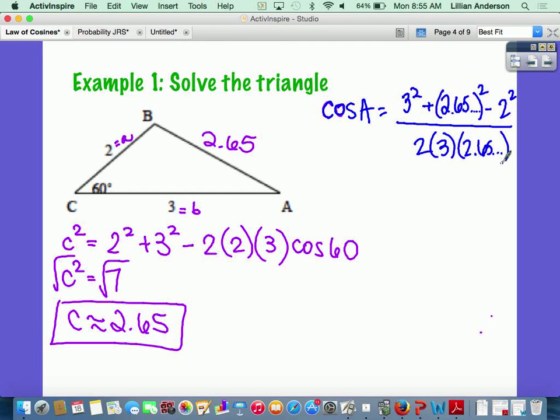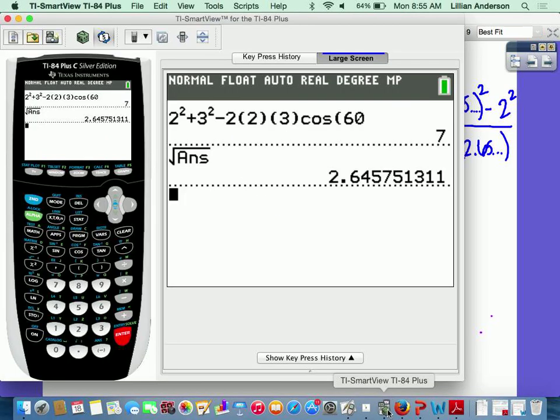Now remember, if we press the second negative button, it takes the previous answer down, okay? And that's what we want. We want to use that 2.65, whatever number. So when we go to type it in, 3 squared, well that's easy, that's just 9. Plus this long decimal, so second answer, squared, minus 2 squared. And I'm going to click enter here.